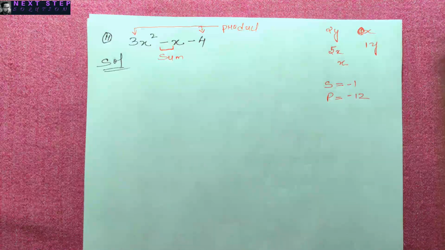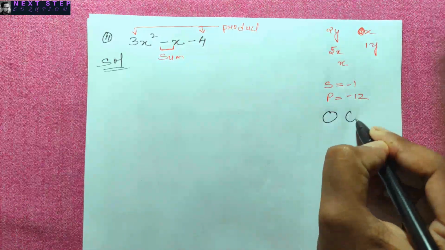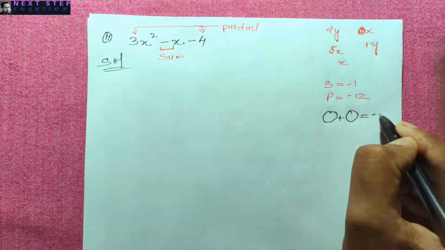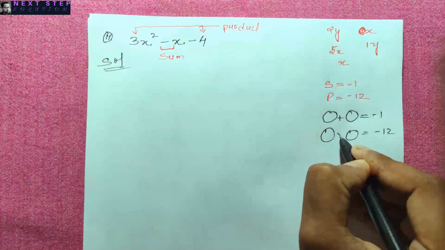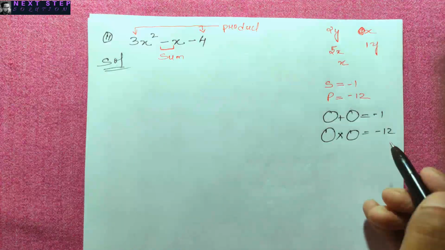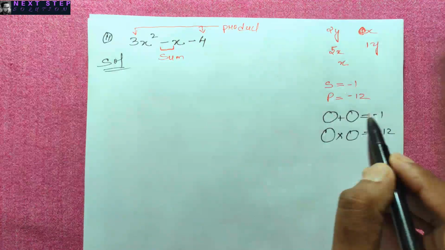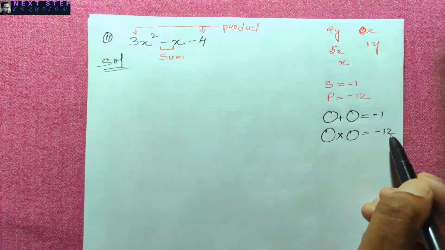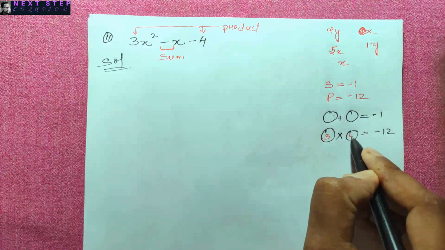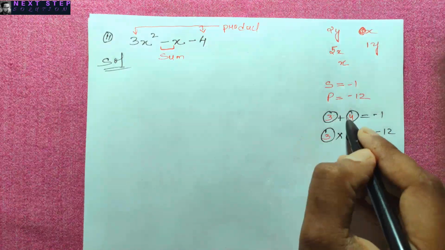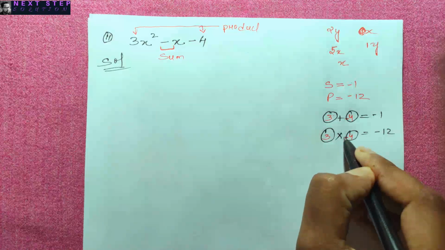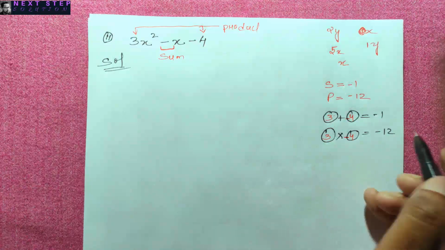Now we need to take two numbers such that their sum should be equal to minus 1 and their product should be equal to minus 12. Now 12 comes in the table of 6 into 2. 6 2s are 12, but 6 and 2 will not give minus 1. Another way to find 12 is 3 and 4, and if we find the difference of 3 and 4, we will get 1. Now in order to get minus 1, this greater number has to be minus. 3 into minus 4 is minus 12.